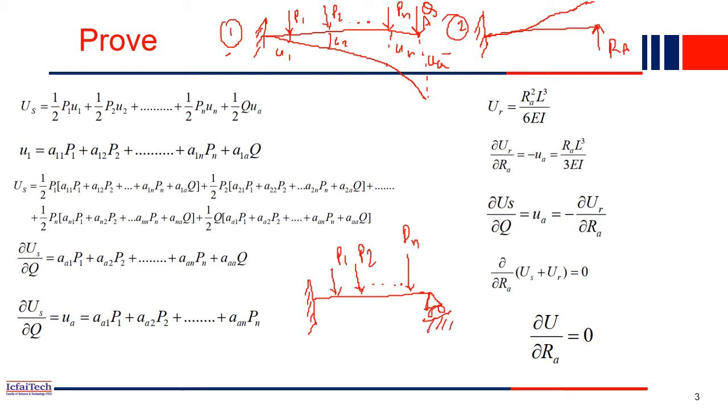This original beam is divided into two parts, as we discussed, part 1 and part 2. So what is part 1? Part 1 is where we removed this support and made this beam into a determinate beam. And part 2 is where we removed all the forces, and only the reaction force Ra is acting. If you superimpose both, you will get our original beam.